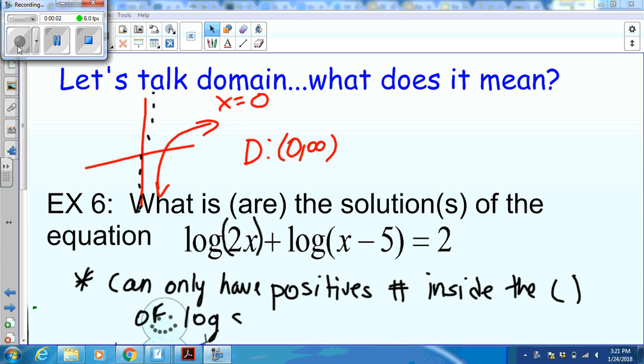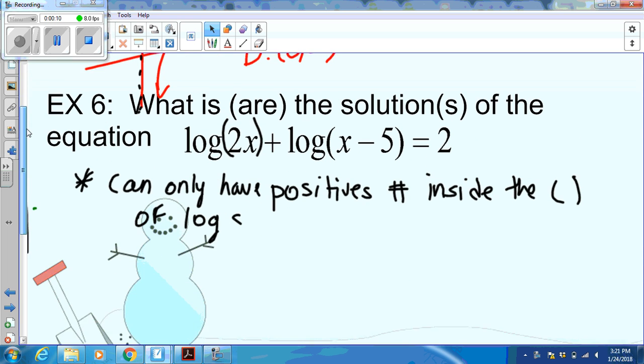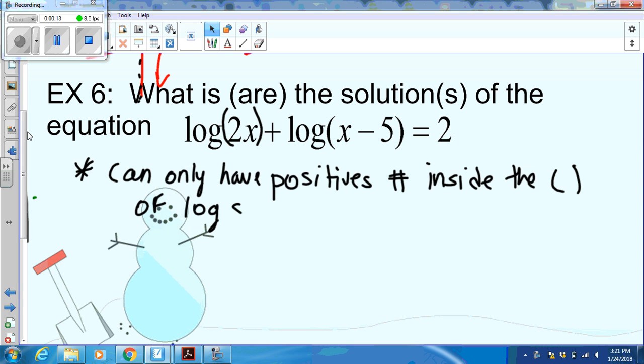Here are the rest of the notes for section 4.6, day 2. So here we just talked about domain and what it meant. So now what we're going to do is solve this logarithmic equation. We have log base 2 of x plus log of x minus 5 equals 2.